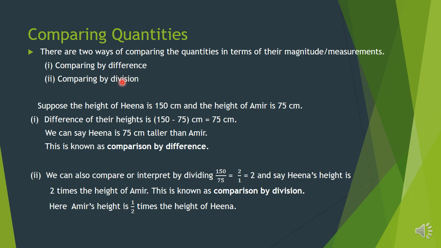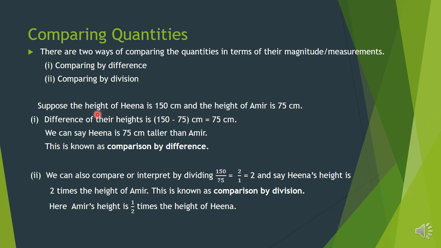So let us understand these points taking one example. Suppose the height of Hina is 150 centimeter and the height of Amir is 75 centimeter. We have to compare their heights. So comparison means children, who is taller, who is smaller. That way we have to say. Here you know from the question itself, Hina's height is more than Amir's height.